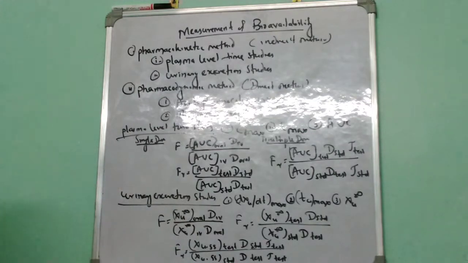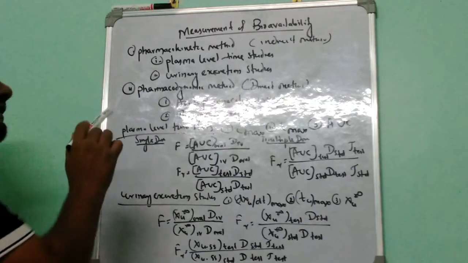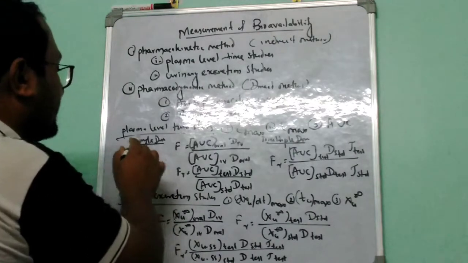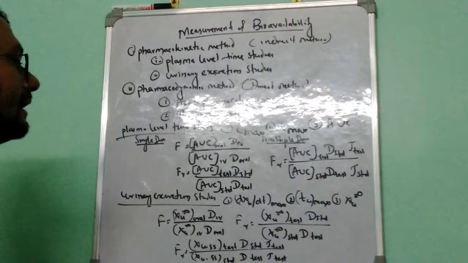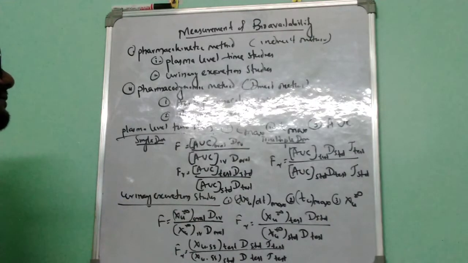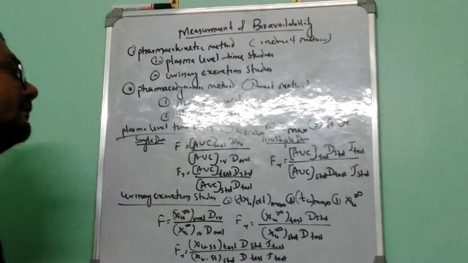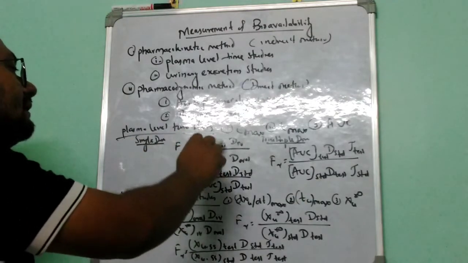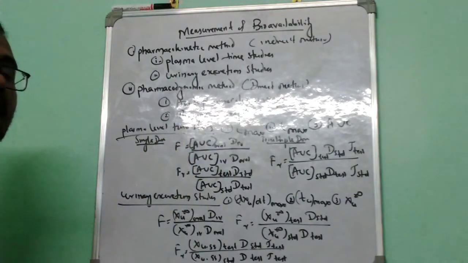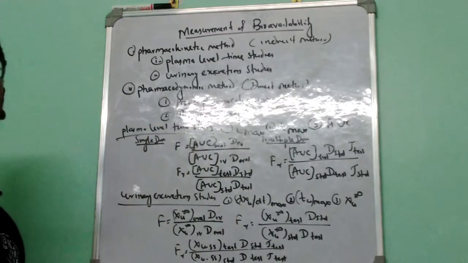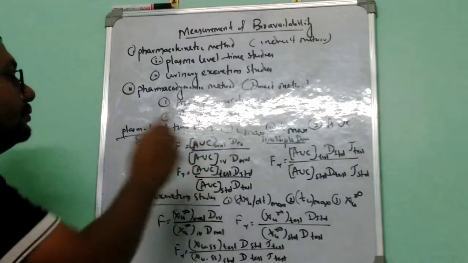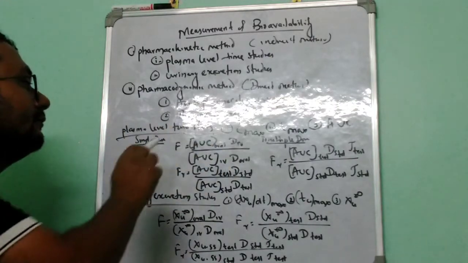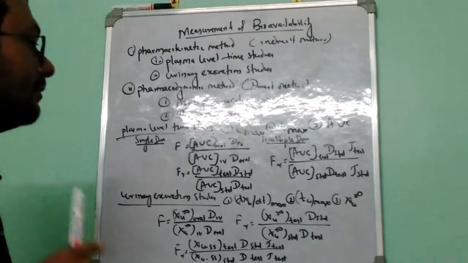Now for that, we are using two formulas to find out the extent of bioavailability. First one, for the single dose: F is equal to AUC oral times D IV divided by AUC IV times D oral. So we are taking the area under curve of the oral with the dose of IV, then area under curve IV into dose oral. That ratio we are taking to find out F. F means absolute bioavailability.